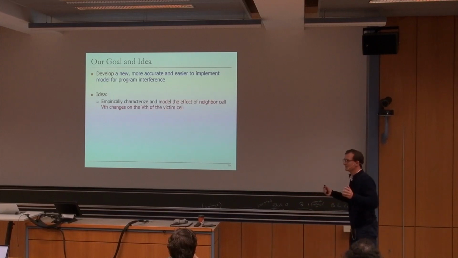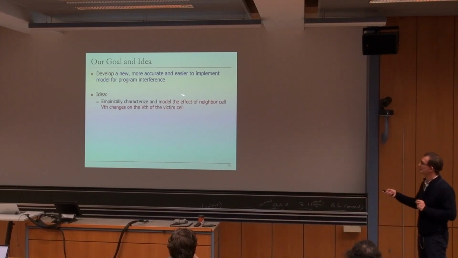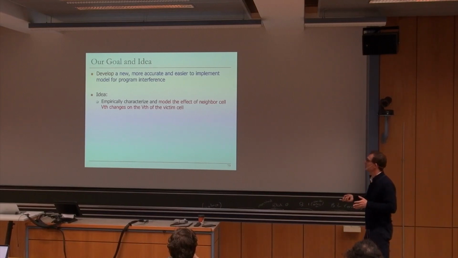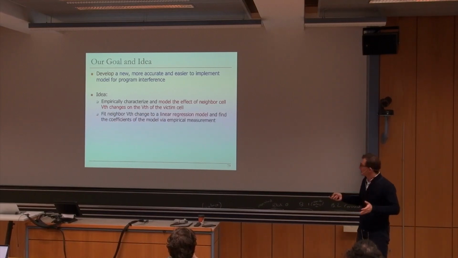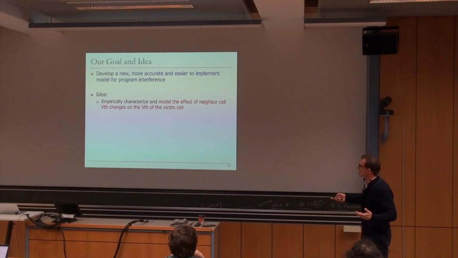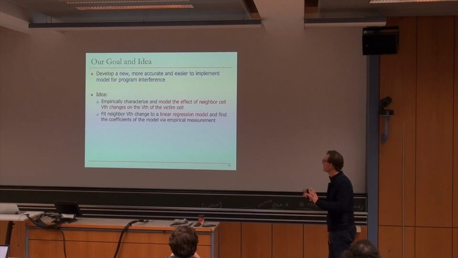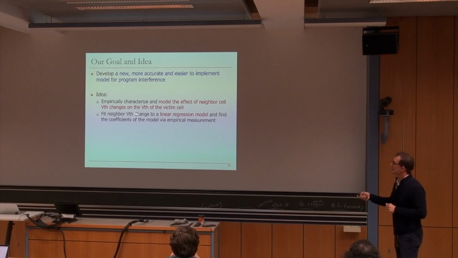And the idea is very simple. If you can empirically characterize and model the effect of the neighbor cell threshold voltage change on the threshold voltage of the victim cell, you can do better. Basically, you know the characterization, you know the results. Now you can fit the neighbor threshold voltage change using a linear regression model, or any kind of model actually, but linear regression works well, and find the coefficients of the model via empirical measurement.